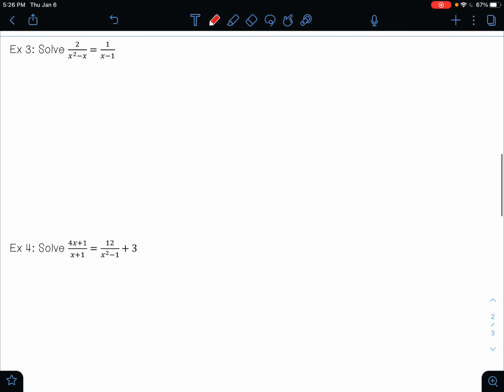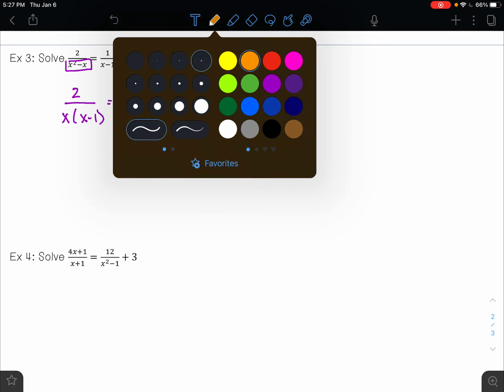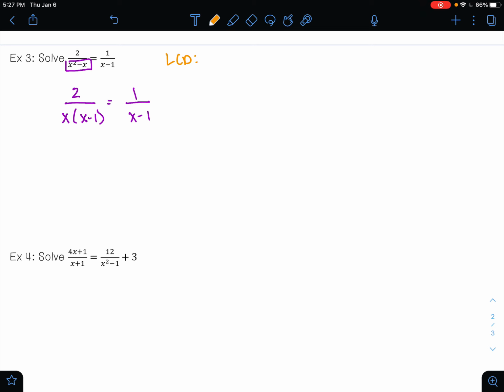Let's check out example number 3. On this one, you always want to factor your denominators first. It's going to make your life easier in the long run. When I look at this example, I see that I can factor this right here. So that's going to be 2 over x times x minus 1, and then 1 over x minus 1. So it looks like my least common denominator is going to be x times x minus 1. So that is what I am going to multiply both of these by.